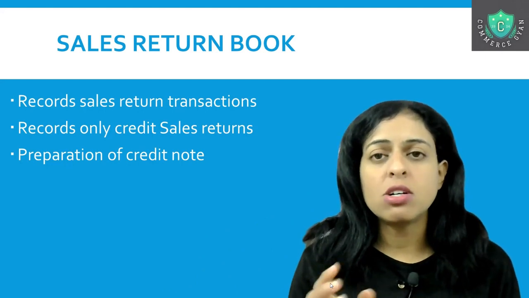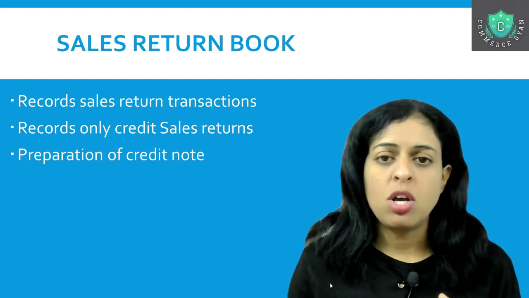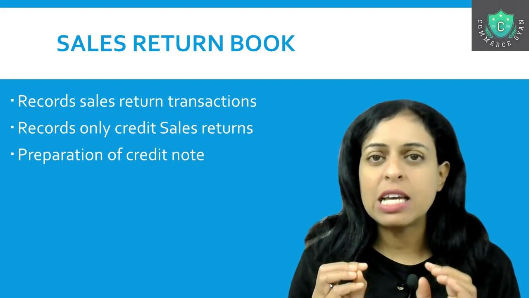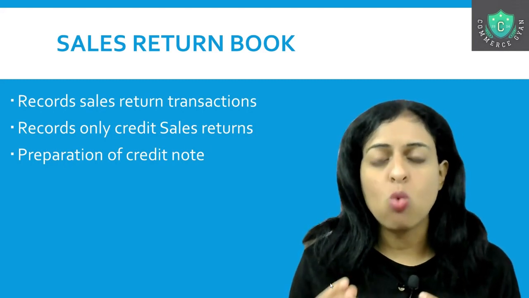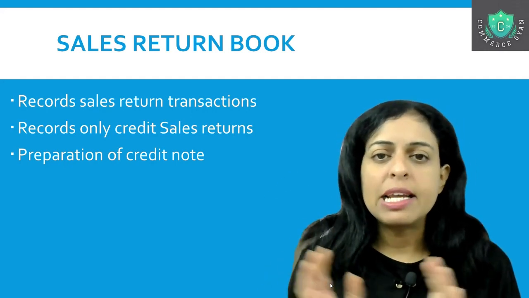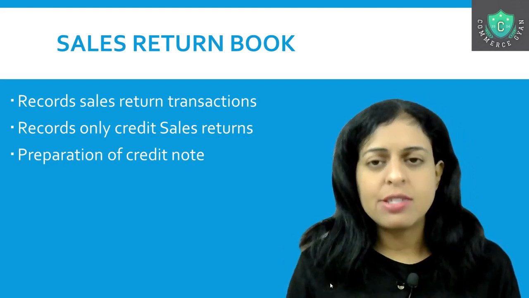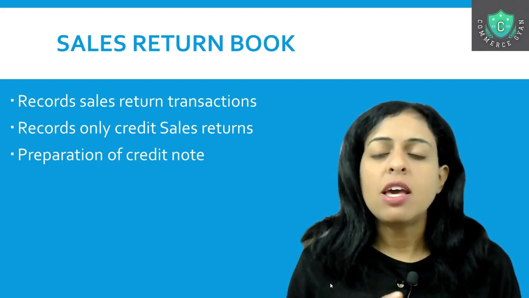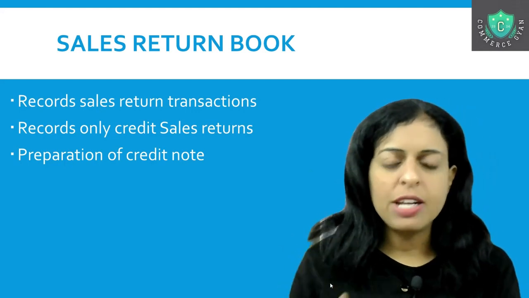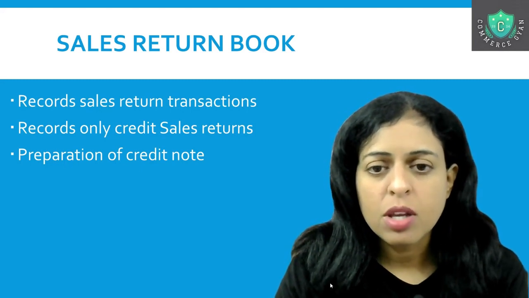Credit means here the note you're preparing is the credit note. So whenever you have a sales return happening, what you prepare is the credit note. And just like invoices, you will have a credit note series, numbers will be there and this will be written. Okay. So the sales return book is for the purpose of credit sales which are returned. And secondly, the important thing that you do here is, for a sales return, you will issue a credit note. Fine. So that is what we have spoken of here in the sales return.